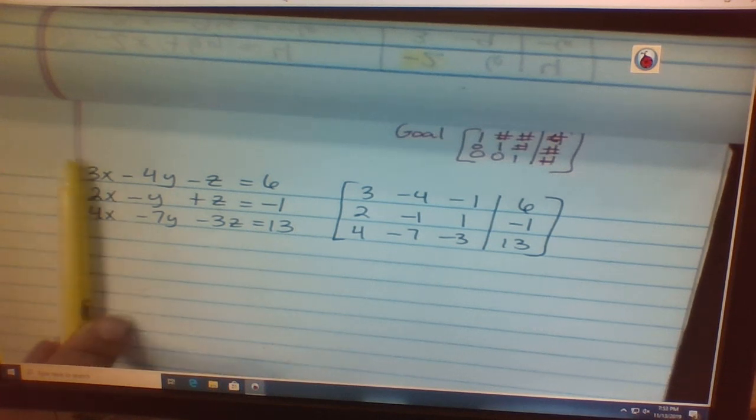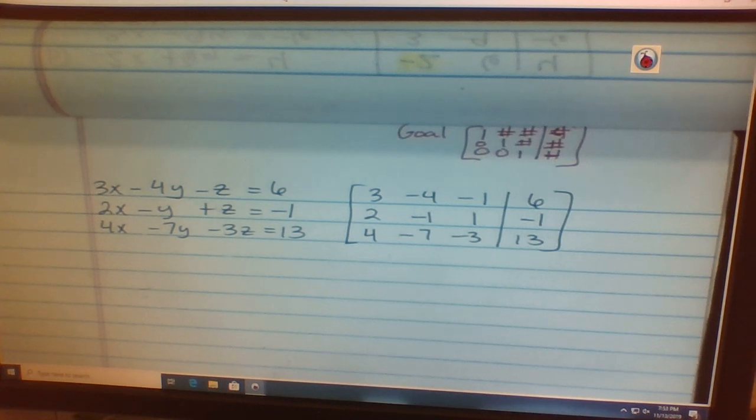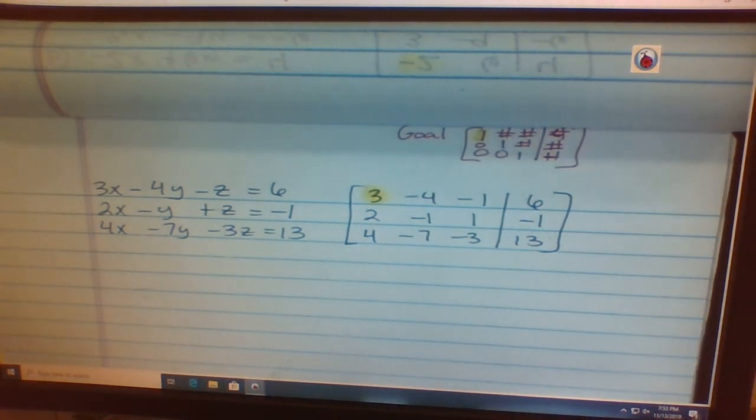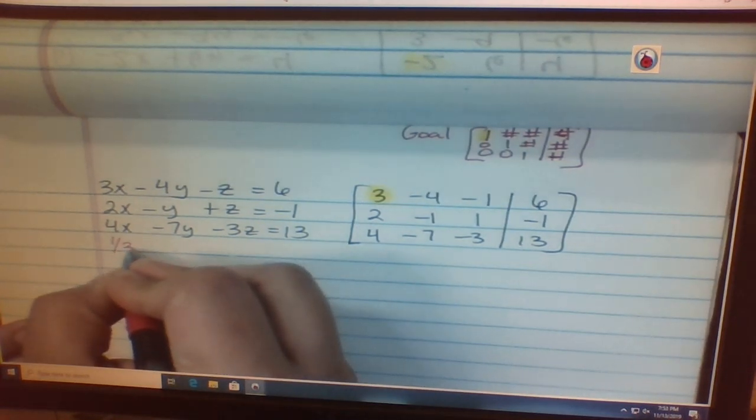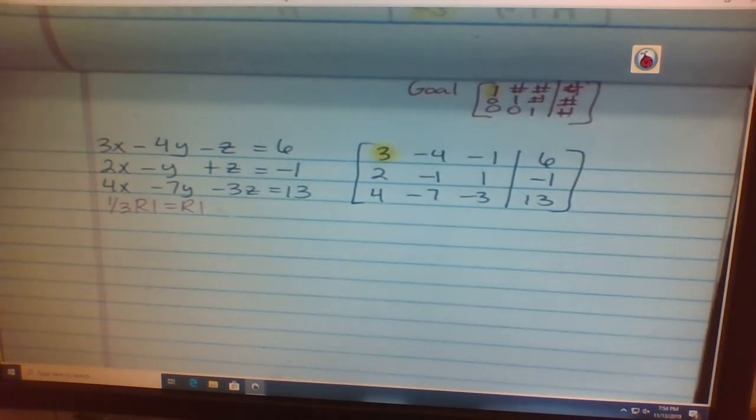We take the leading coefficients, the numbers in front, to make that matrix. That's what we're doing. I have to make this a 1. Anytime you make a 1, you multiply by the reciprocal. The entire row you have to multiply by the reciprocal. So the reciprocal of 3 is 1/3. 1/3 times row 1 equals row 1. So go ahead and do the math for that, times each number in your first row.